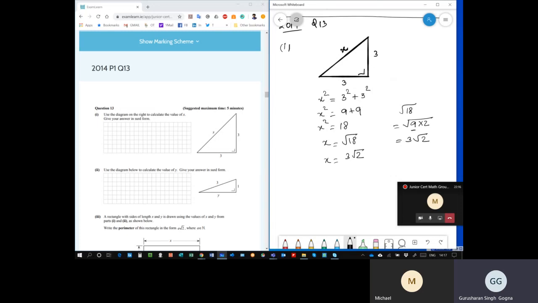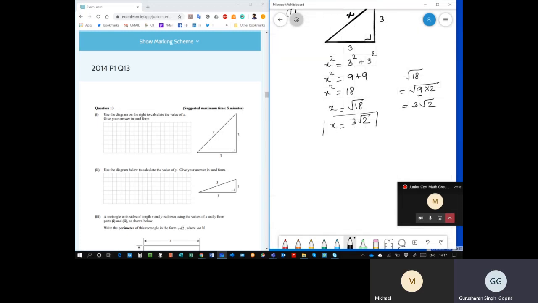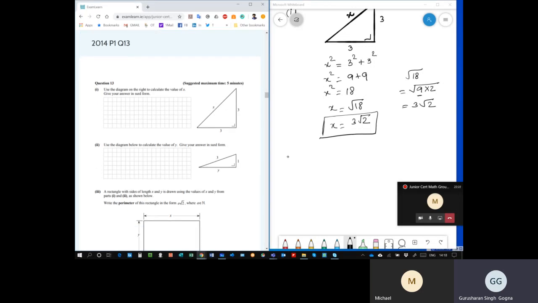But you can use a calculator if you want. So x is equal to 3 root 2. That's the answer for the first part.